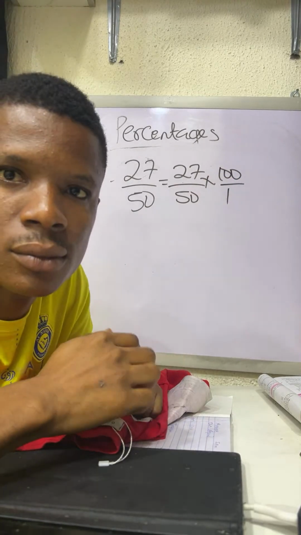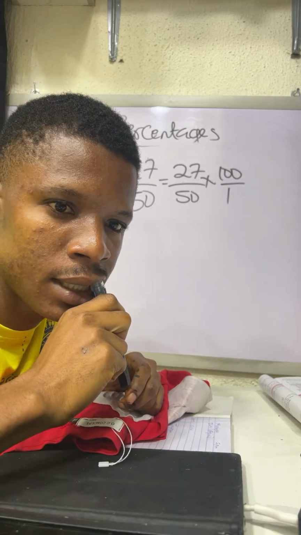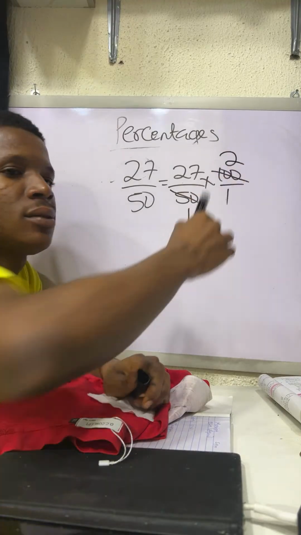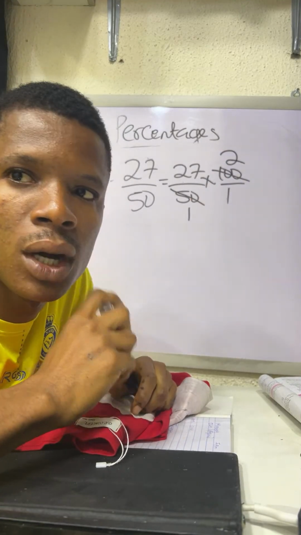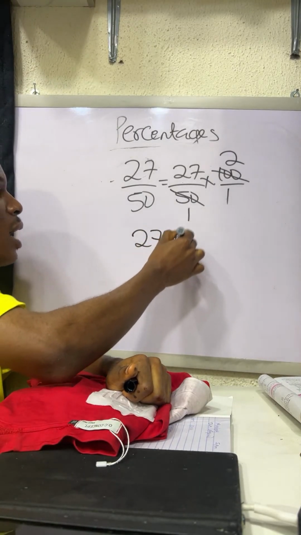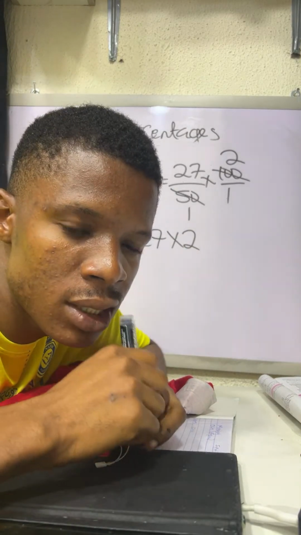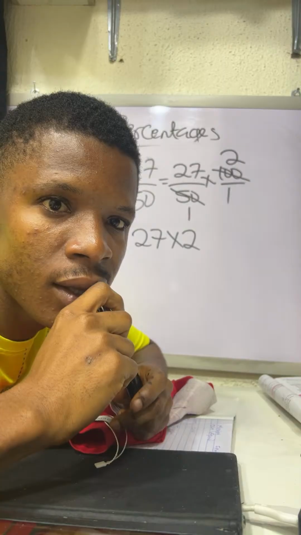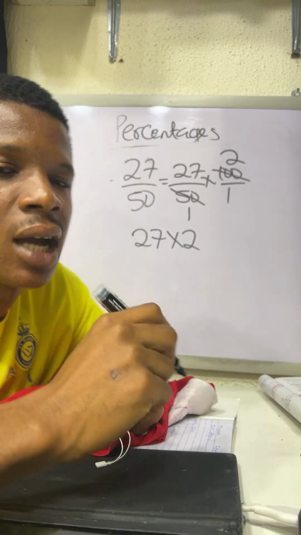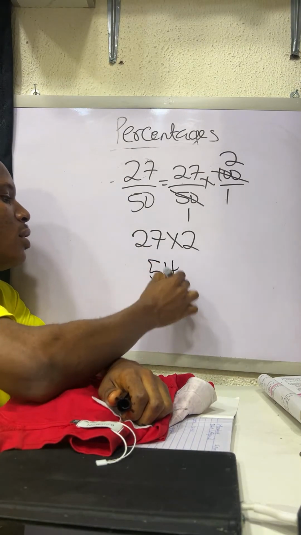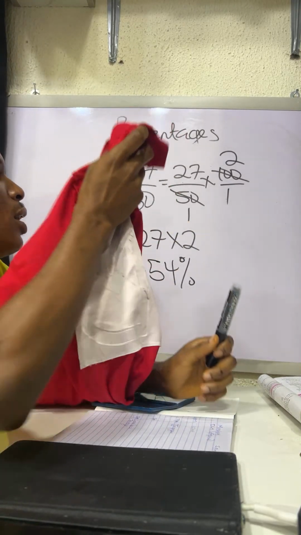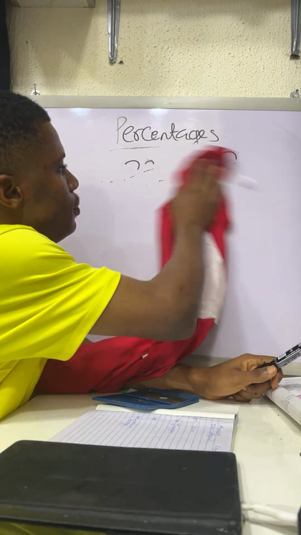So what do you get when you do that? You divide by 50 to get 1, and divide 100 by 50 to get 2. So what is 27 times 2? 54. So the answer is 54%. Correct. You are good at it. So let's look at the next one.